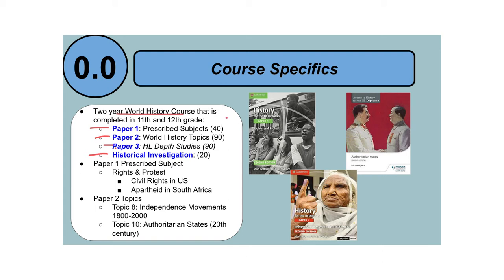Now, these numbers over here, these are the number of hours that the IB prescribes that we teach in those content areas. So we should have like 40 hours of prescribed content, 90 hours of world history content, etc., etc., etc.